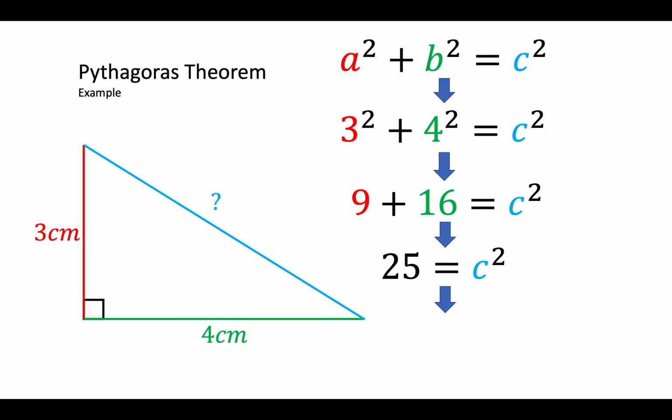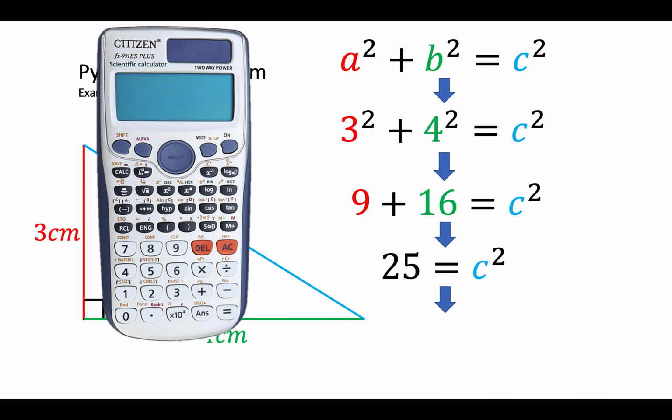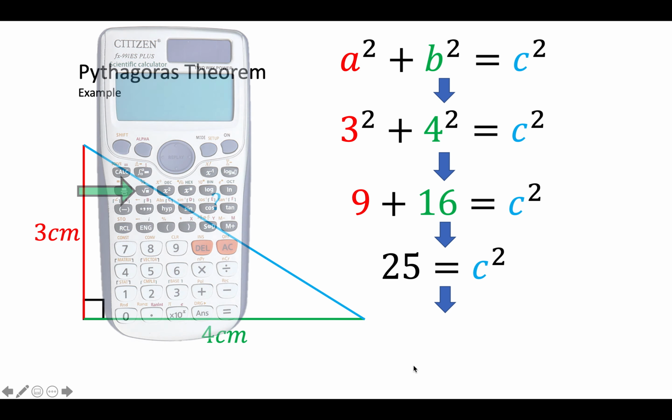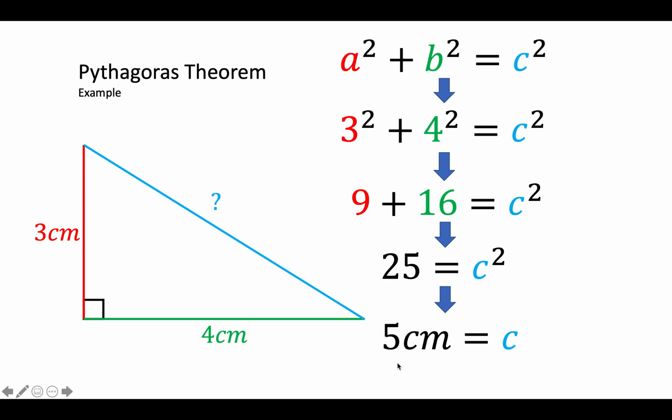Now, to get rid of that squared, we need to look at a calculator and we need to use the square root symbol over here. Okay, so we square root 25 and we get 5 centimeters is C. And we've done. We've found what C is.